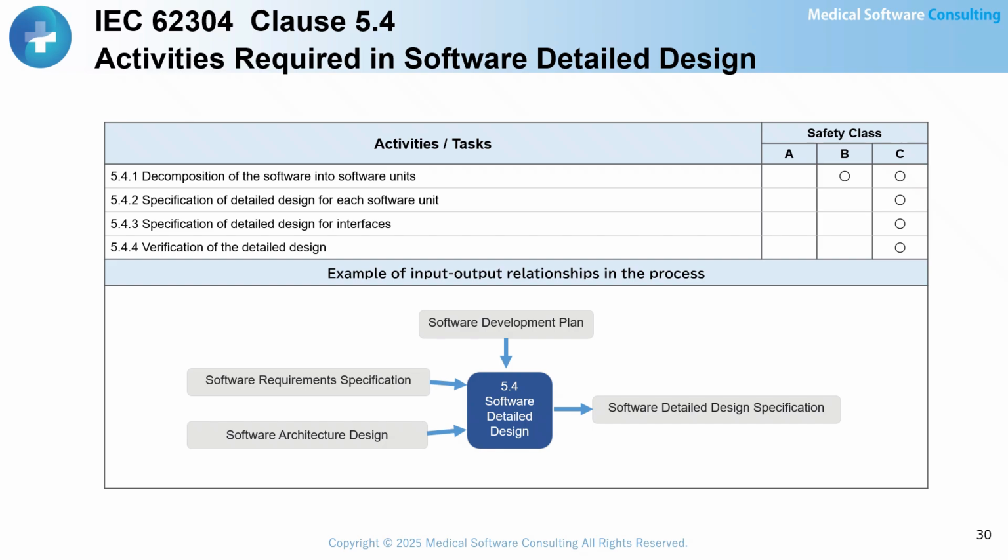For example, excessive use of global variables in C can increase coupling between units, so it's something we need to avoid. It is also very important to maintain traceability between the designed software units, the software requirements specification, and the software architecture so that we can follow the links later during verification and validation.